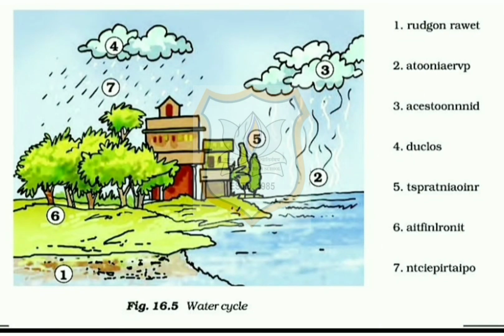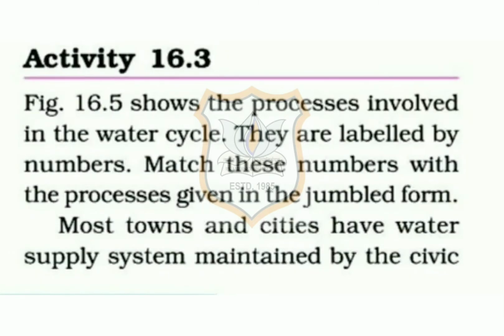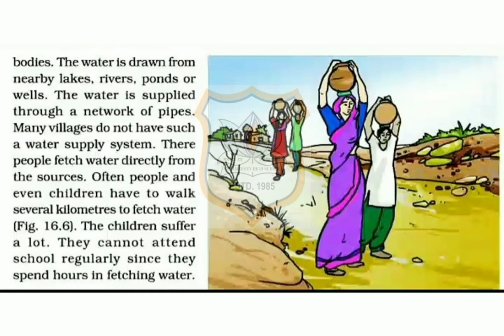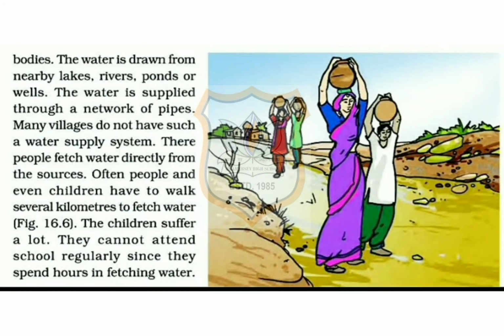Now you must be thinking, what is the water supply system in big cities, towns, and most of the interior villages? Most towns and cities have water supply maintained by the civic bodies. The water is drawn from nearby lakes, rivers, ponds, or wells. The water is supplied through a network of pipes. Many villages do not have such a water supply system. There, people fetch water directly from the sources.